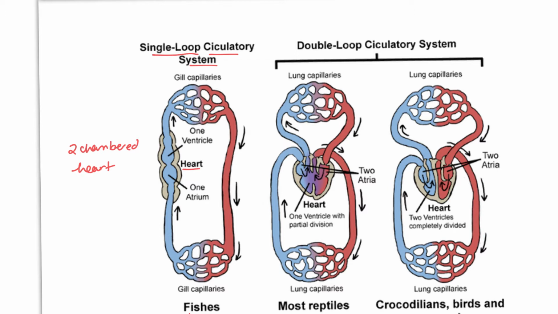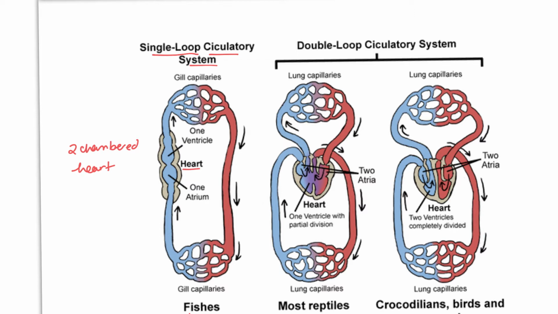This is called gill circulation. The blood then continues to flow through the rest of the body before arriving back at the atrium. This is called systemic circulation. The unidirectional flow of the blood produces a gradient of oxygenated to deoxygenated blood around the fish's system.